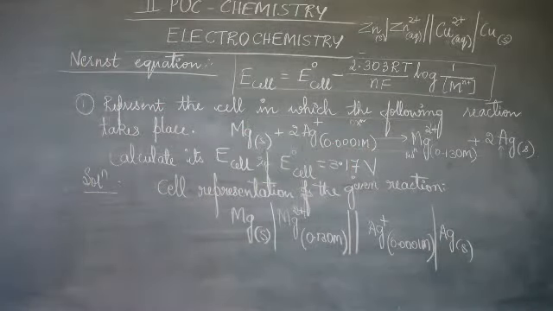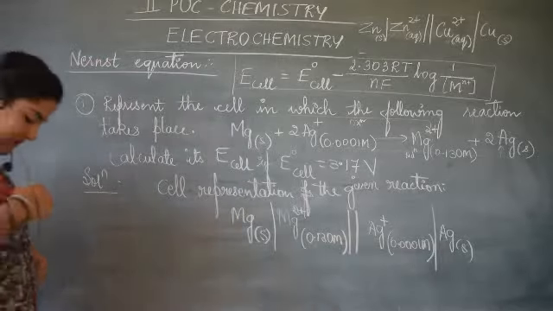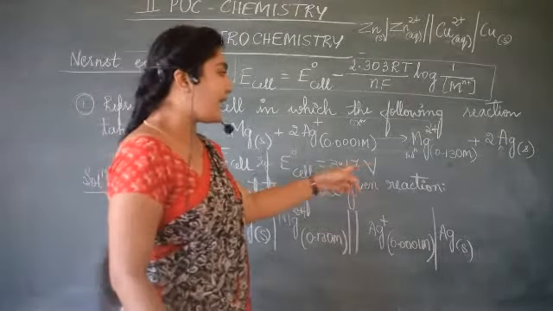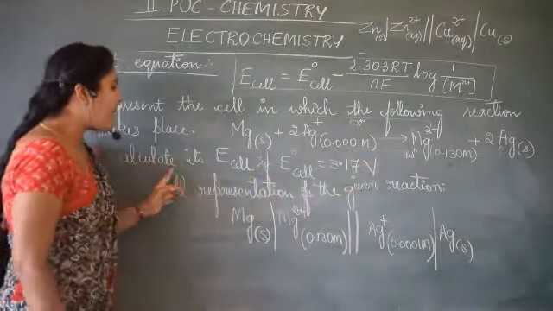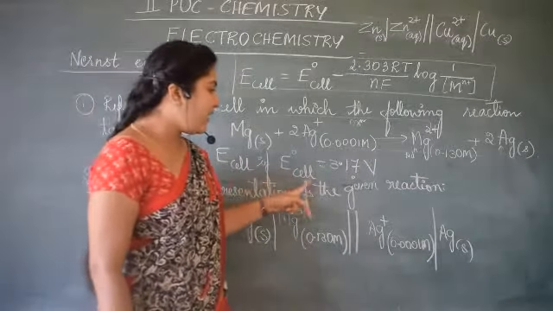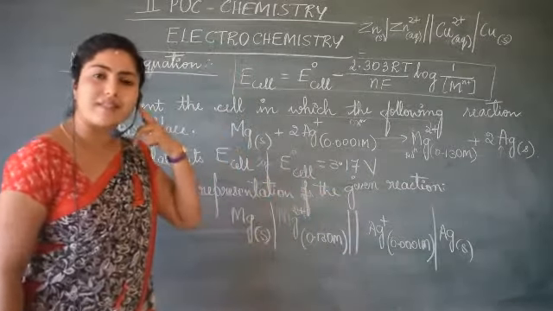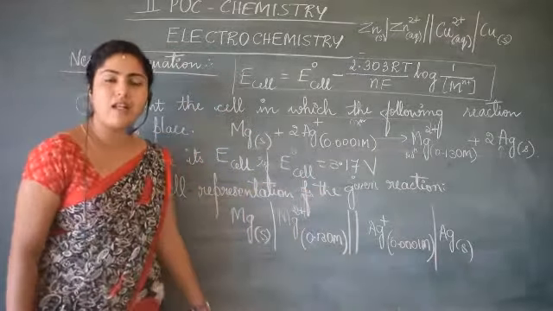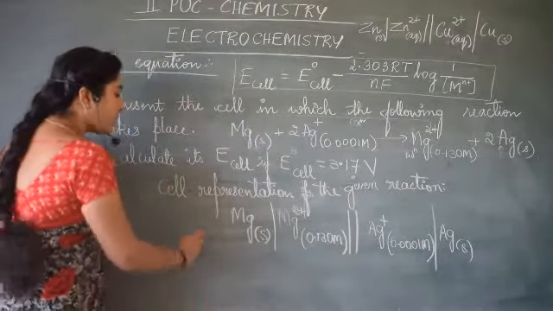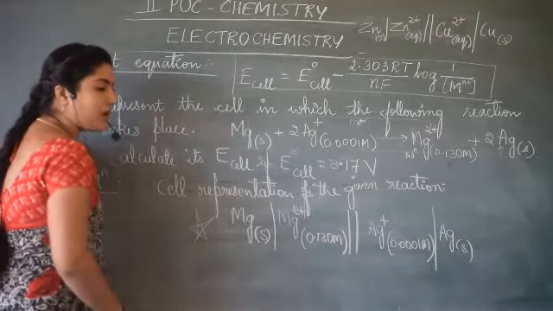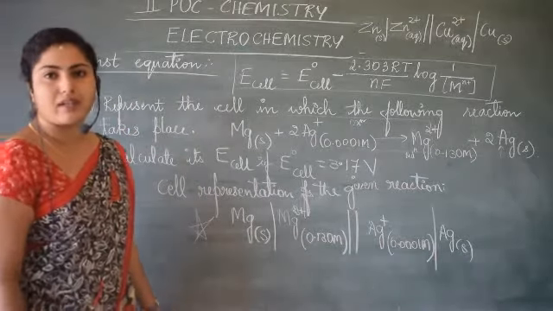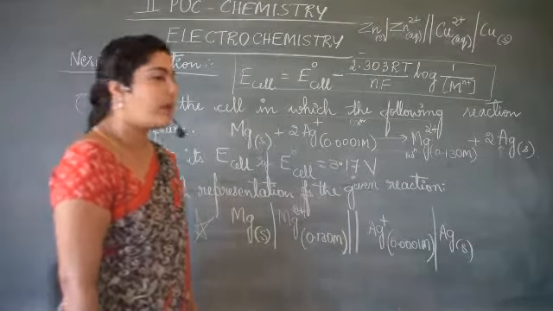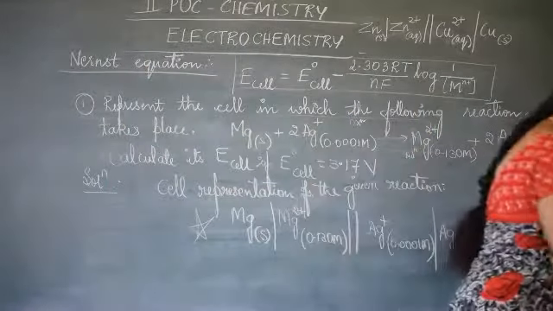After the cell has been represented, what is the next part asked? The next part asks to calculate its E cell if E naught of cell is 3.17 volt. So the first part has been done; you have denoted the cell. Very important, because most of the questions can ask you to represent the cell using the given reaction. So you need to be conscious about it also.